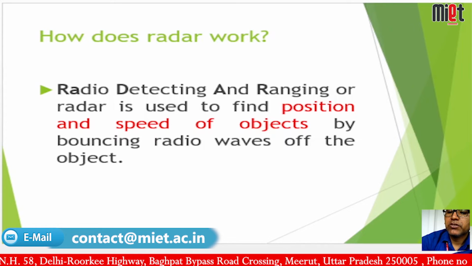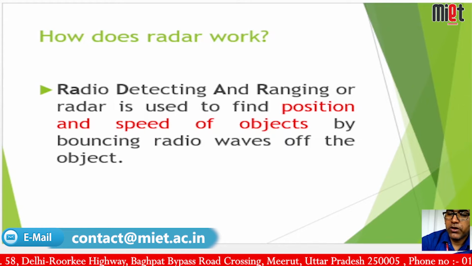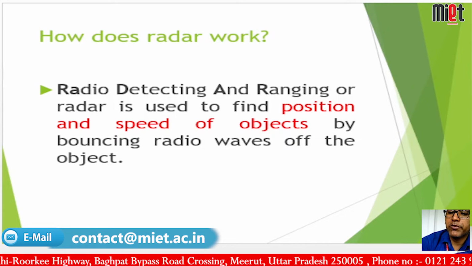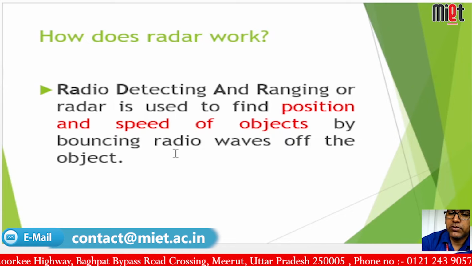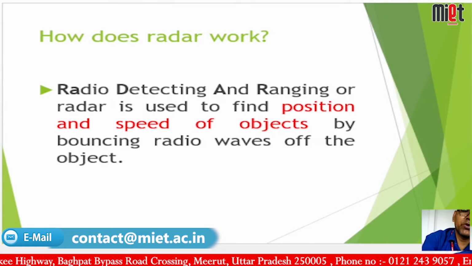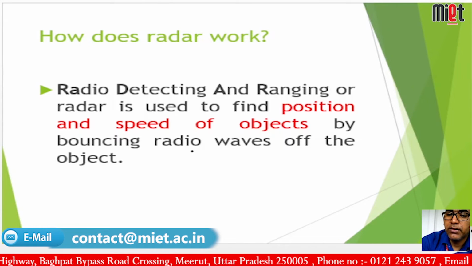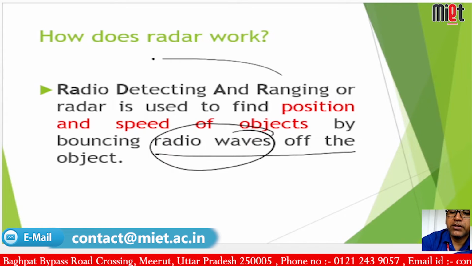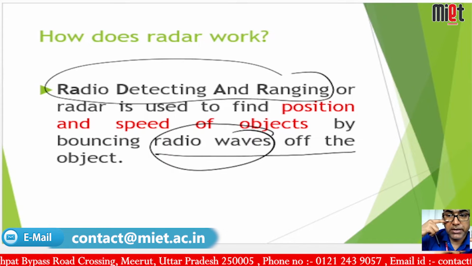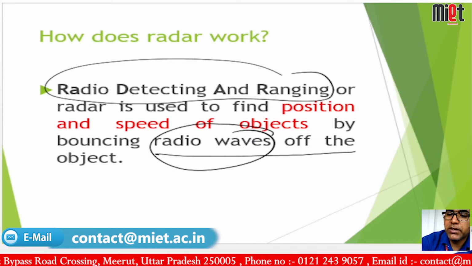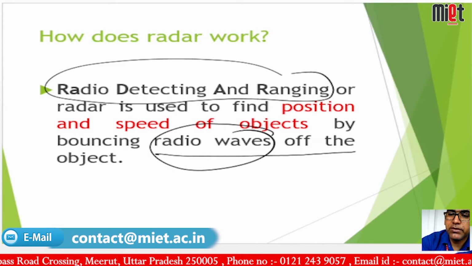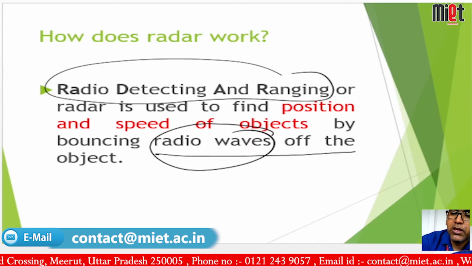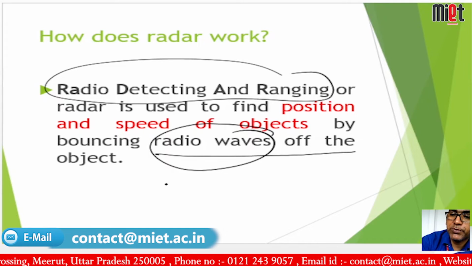Radar is a device which is used for positioning and speed calculation of objects moving in space, and these devices also use radio frequencies. Radio waves are used in radars also. Radars are used basically to find out the position and speed of objects in space. For example, if you want to check the speed of an aeroplane, you can use a radar to find the speed.